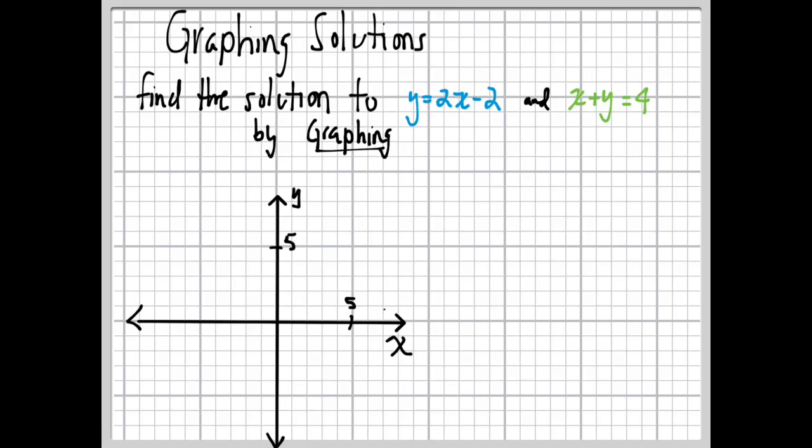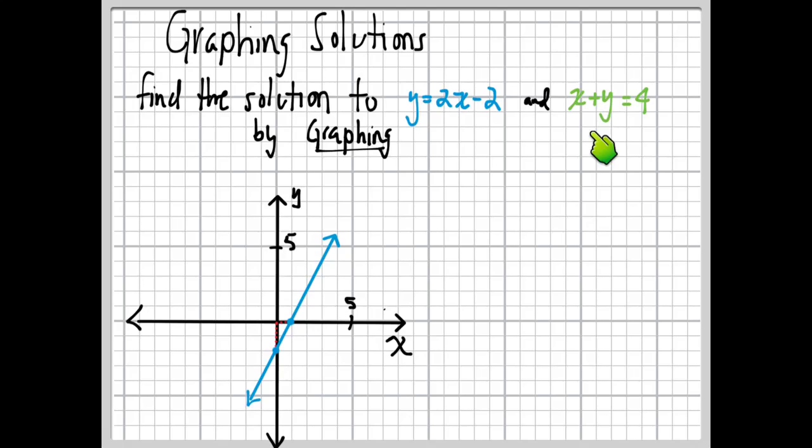Now the first one is really easy. It's gradient intercept form, so we'll start at the intercept, plot a point right there at -2 on the y-axis, and then we will use the slope. So the slope is 2, which is like 2 over 1, so that's a rise of 2 with a run of 1. So we go up 2 and over 1, and we plot a point. And then we can draw a line through those 2 points. So that's our first line, y equals 2x minus 2.